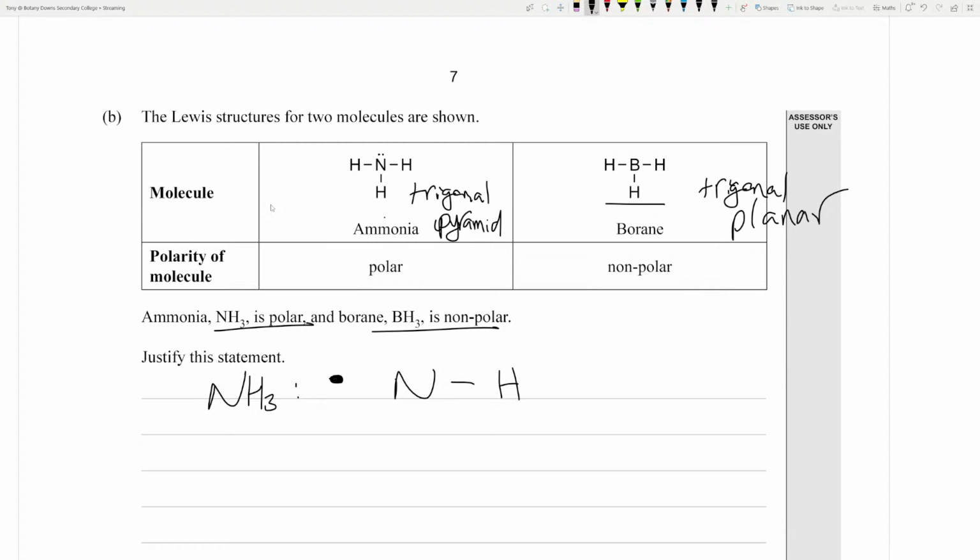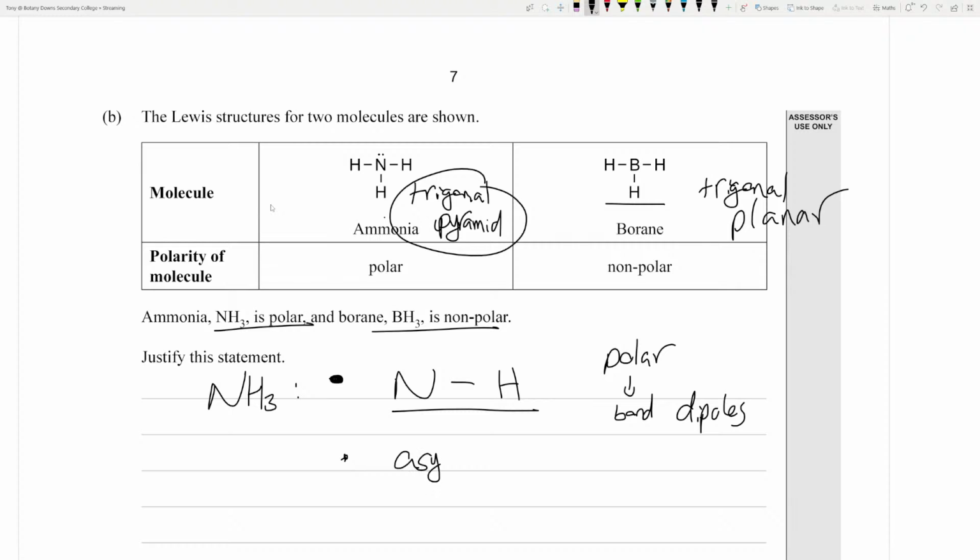But if you don't tell us where the dipoles come from, then your discussion is incomplete, because you're talking about bond dipoles canceling each other out, but where did the bond dipoles come from? So for example, with NH3, you need to tell us that this bond is polar due to a significant electronegativity difference, which gives us bond dipoles. And then we have this particular structure, which is trigonal pyramid. So the shape is asymmetrical.